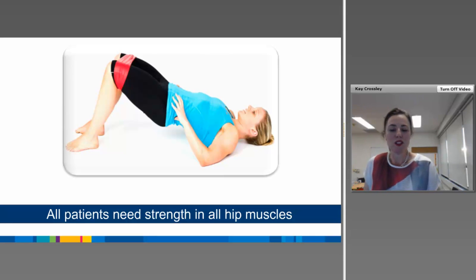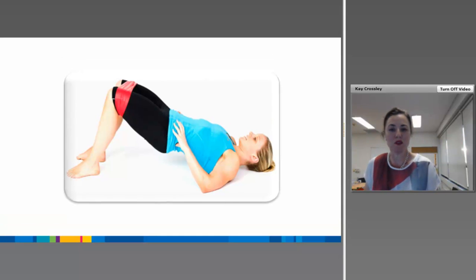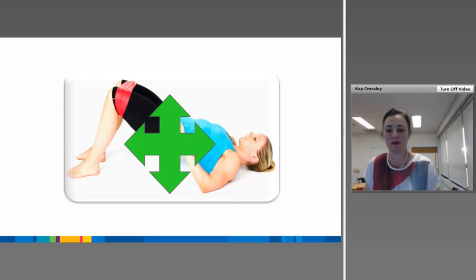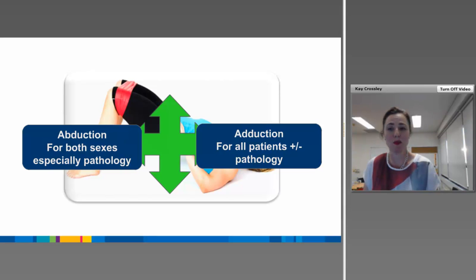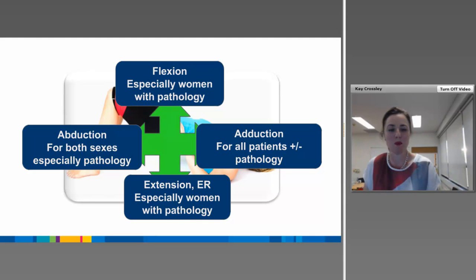So what we know is if we think about hip muscle strength first of all, that all patients need strength in all of their hip muscles. So if we think about the different planes of motion within the hip, we know that for hip adduction, all patients need hip adduction strength, regardless of their gender or their pathology. Hip abduction strength does appear to be important for both sexes, but particularly for those patients with hip pathology. Hip flexion strength and hip extension and external rotation strength appears to be particularly important for women, and specifically those women who have pathology in their hips.